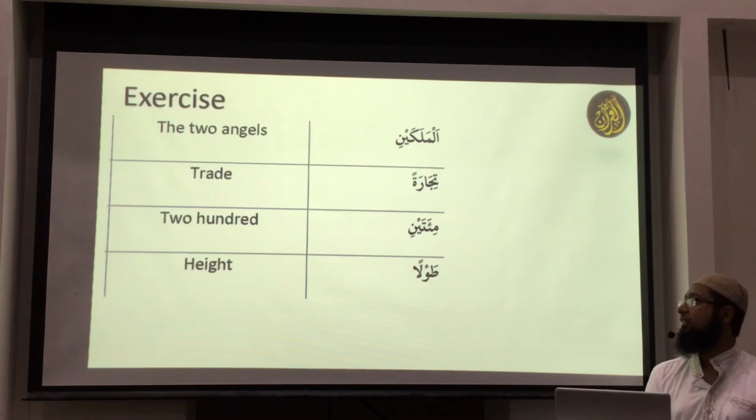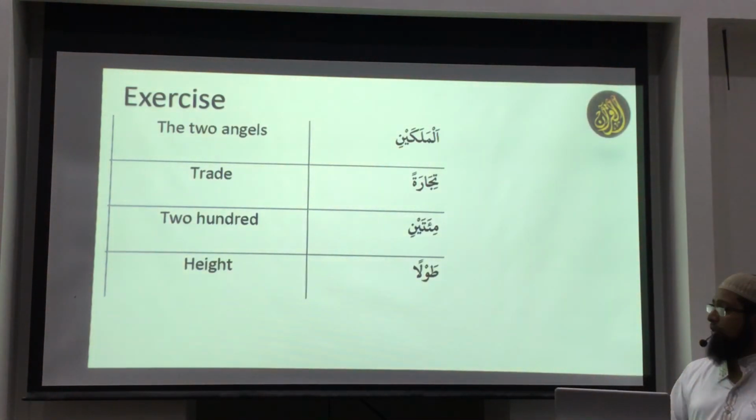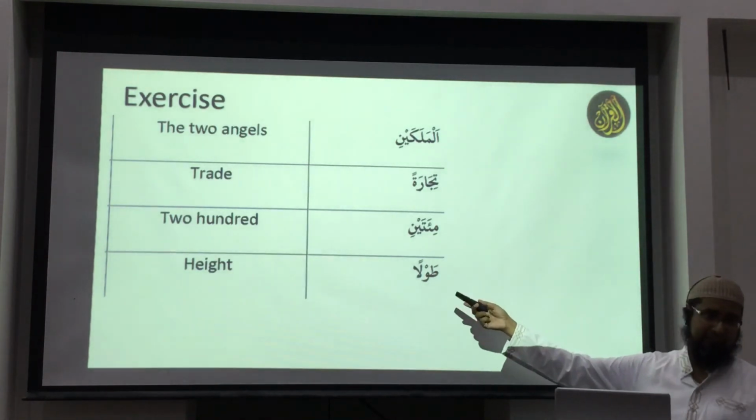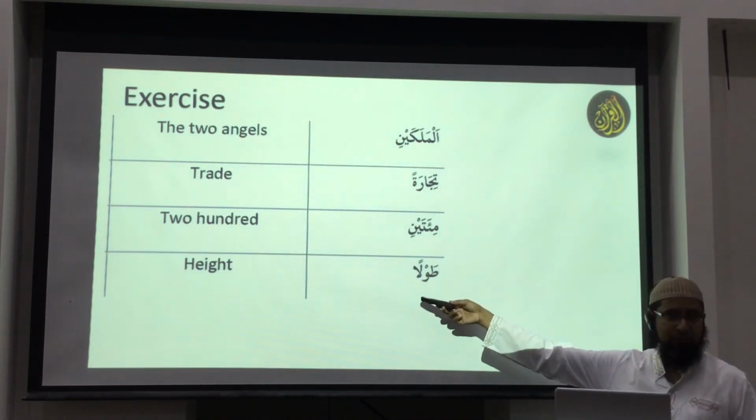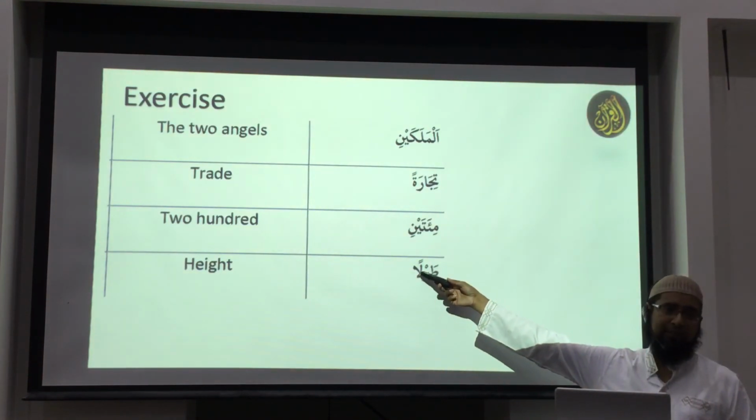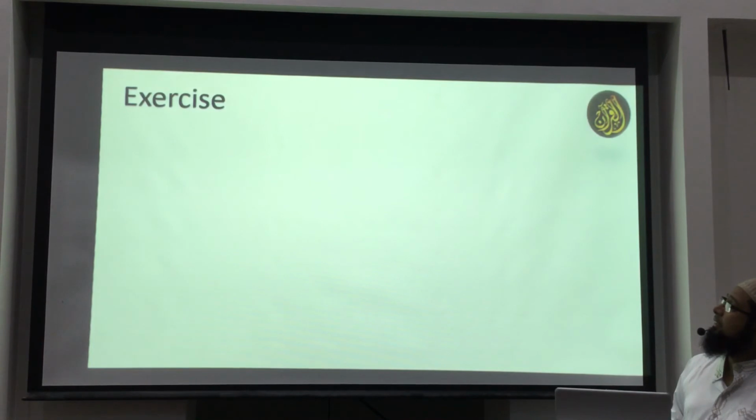Okay, 200. Taulan means height. So obviously it is singular. Height is singular, okay, and there is no sign of feminine, so it's a masculine word. And it is nasab because of the lan. Taulan, right. Okay, I think this is the last one.